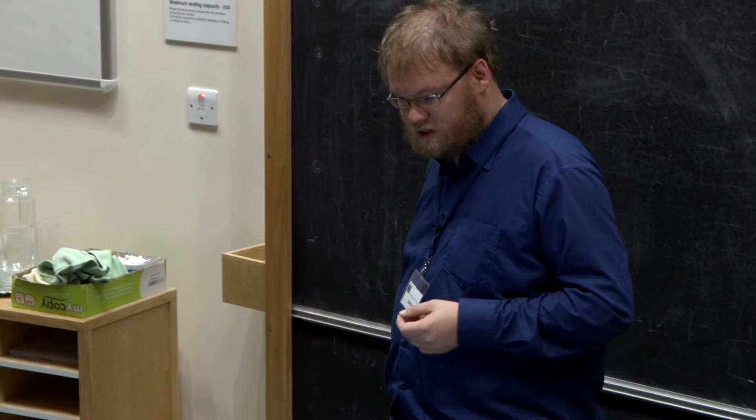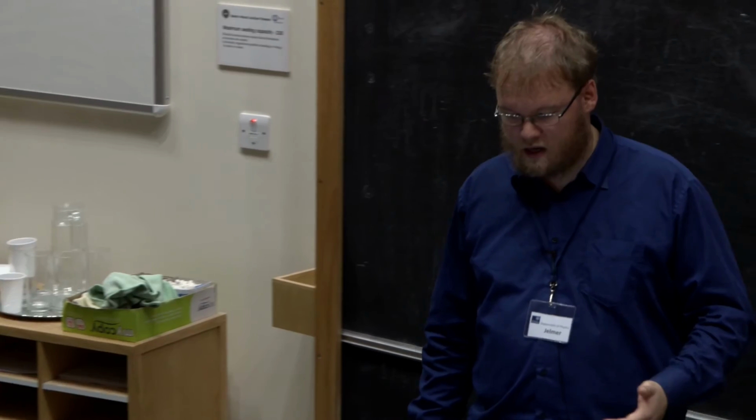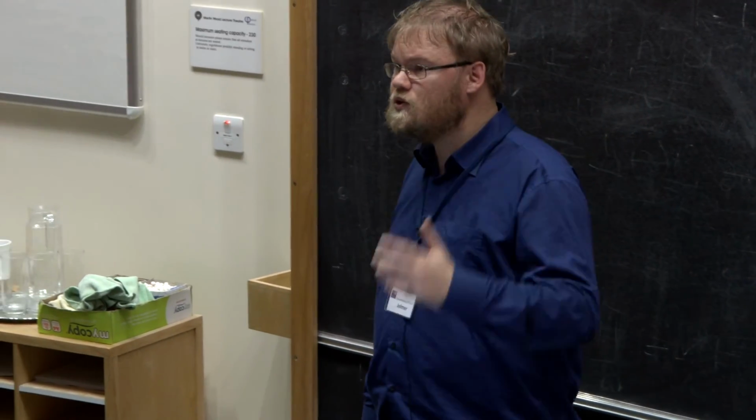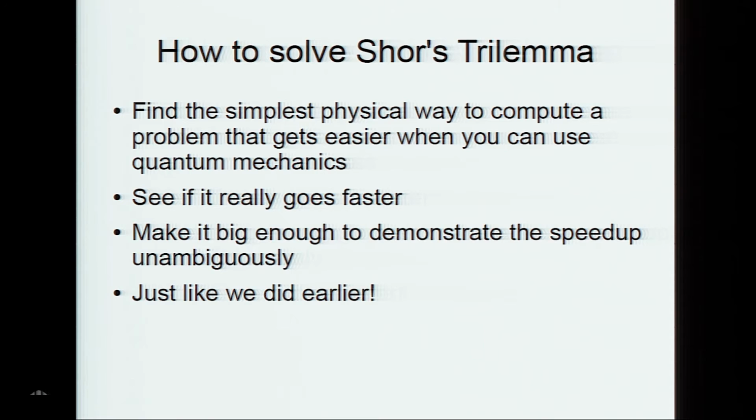So how do you go about solving this trilemma? You basically go and look for the simplest physical way that you can encode a problem in some machine that gets way easier when you use quantum mechanics. Then you build that machine, you see if it really goes faster, and then you do this thing that we did here, where you get rid of all the trivial details by making the problem bigger and bigger, so that you're only left with the interesting scaling at the end, just like we did earlier.